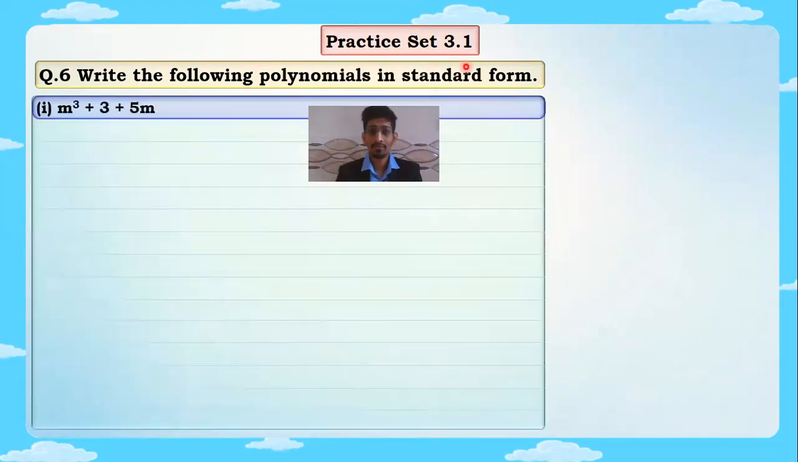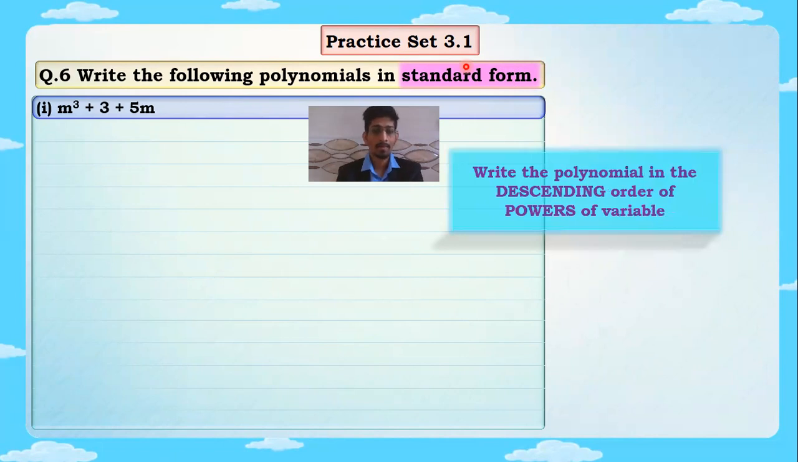So what is standard form? Standard form means we need to arrange the given polynomial in such a way the powers of the variables should be in descending order. Highest power से लेकर lowest power तक होना चाहिए. So students, in this example, tell me which term is having the highest power. Yes, very good, super. That is the first one only, that is m cube, raised to 3 is the highest power.